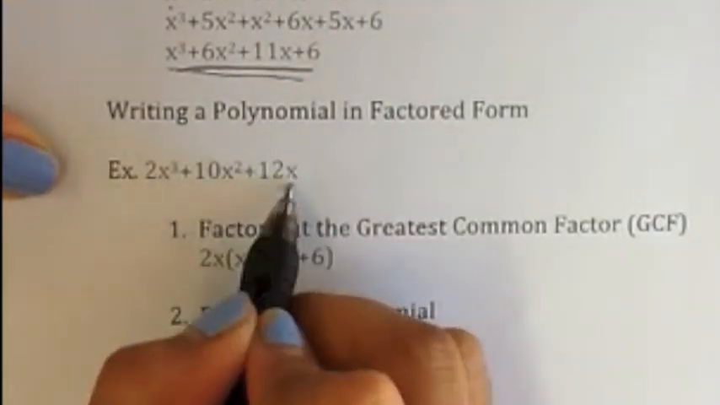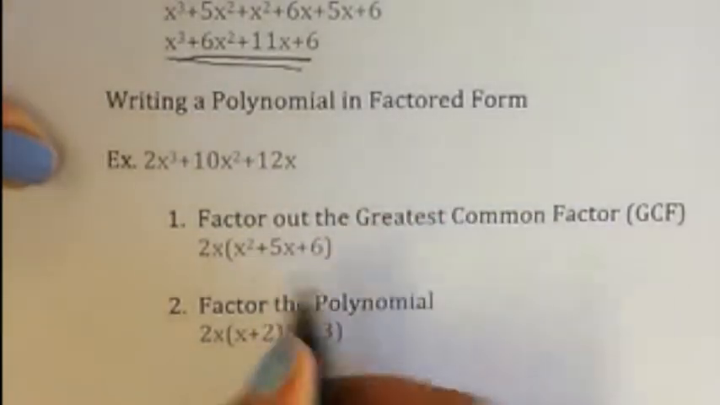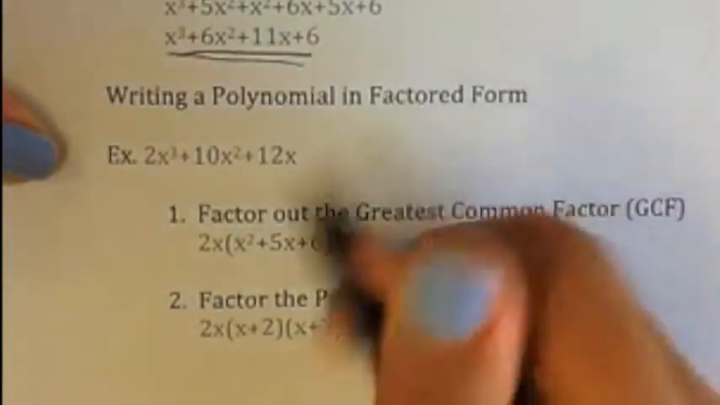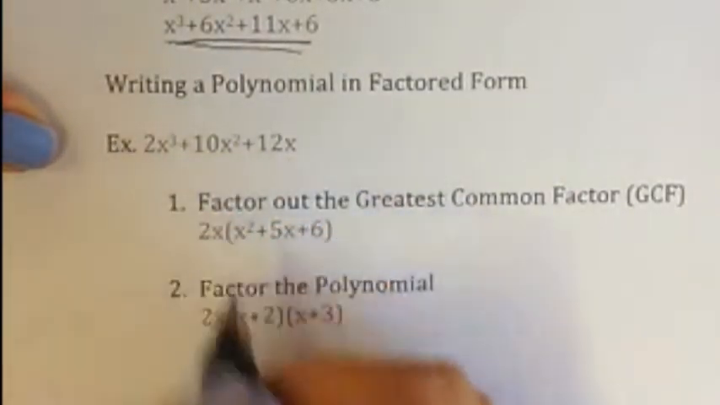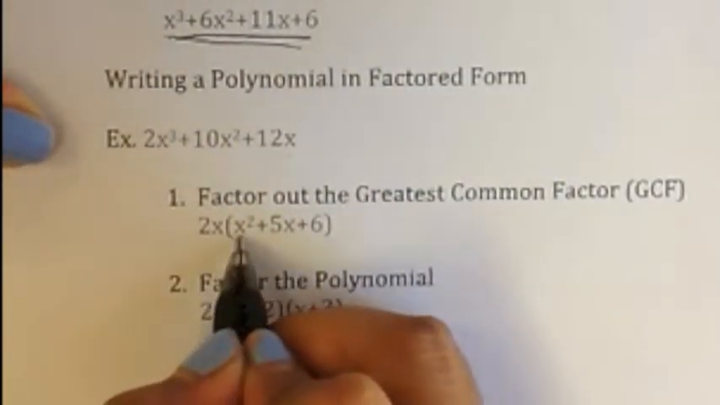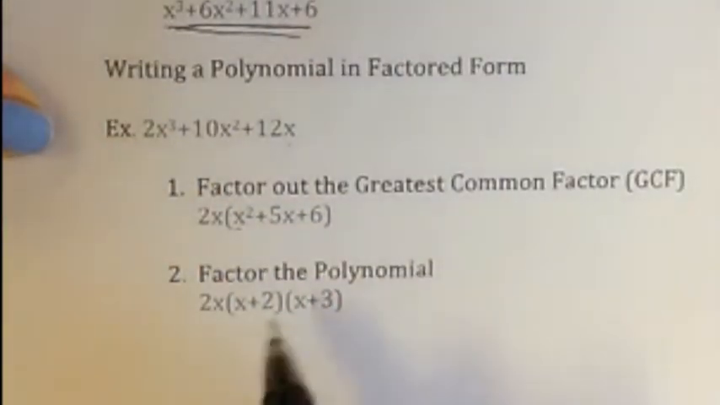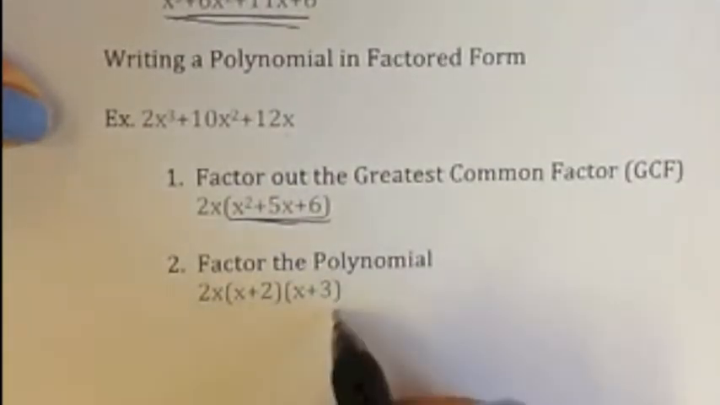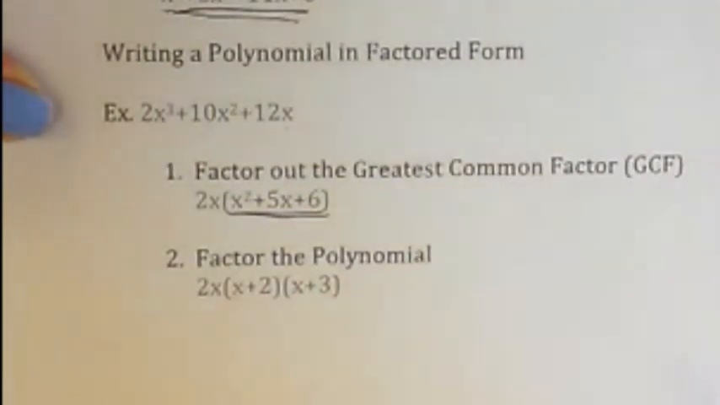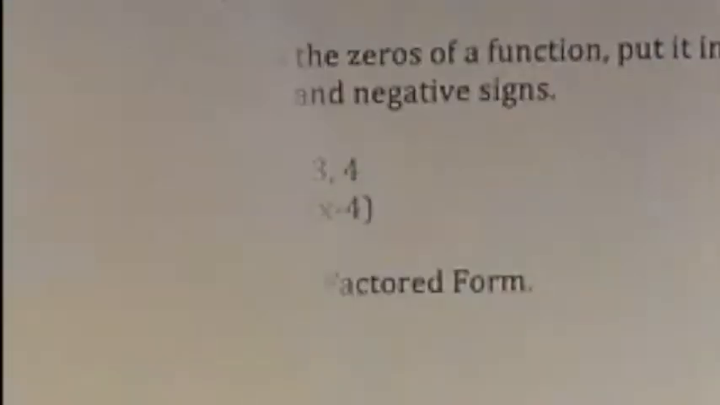So in each of these terms, there's a 2, and there's also an x. So you can take out 2x and then multiply it by x squared, because you took out 2x. So it just becomes x squared plus 5x plus 6. And then you factor this out into that, reversing FOIL the same way that we have learned.